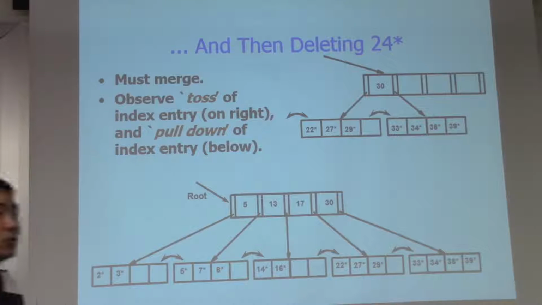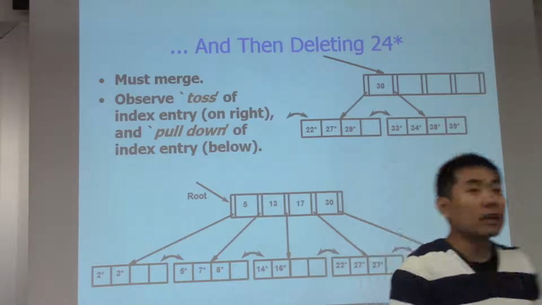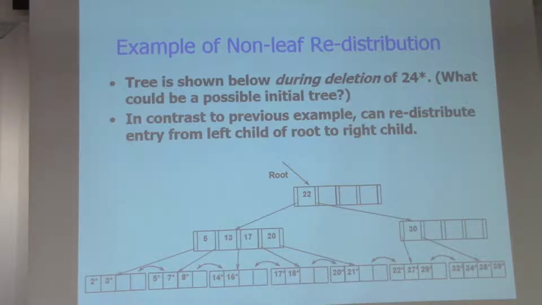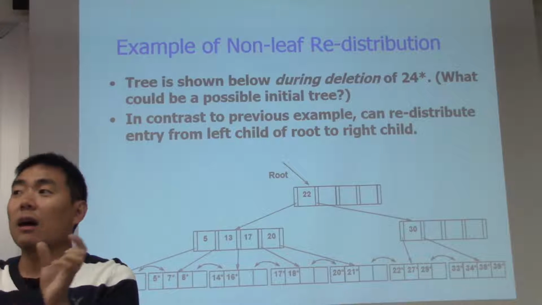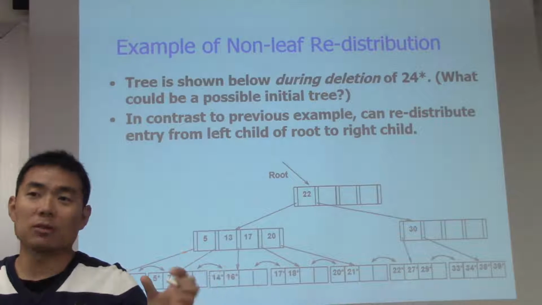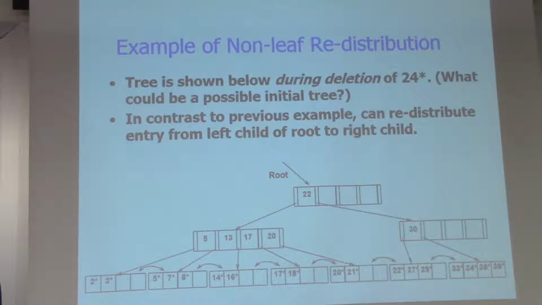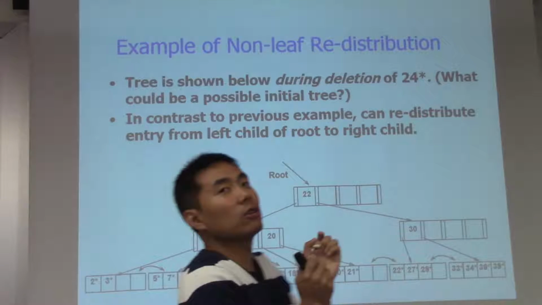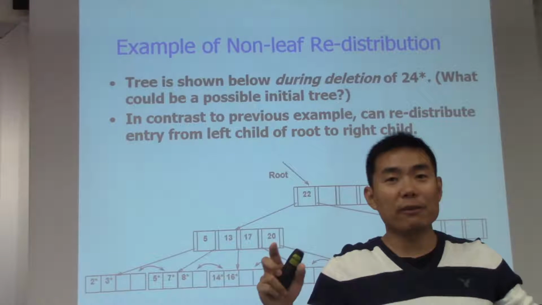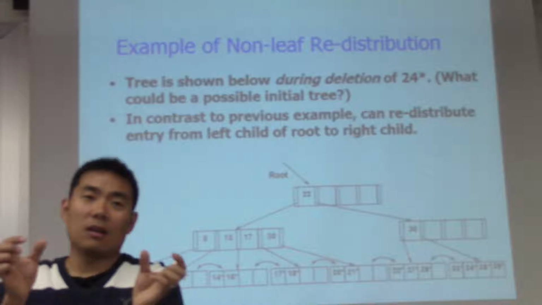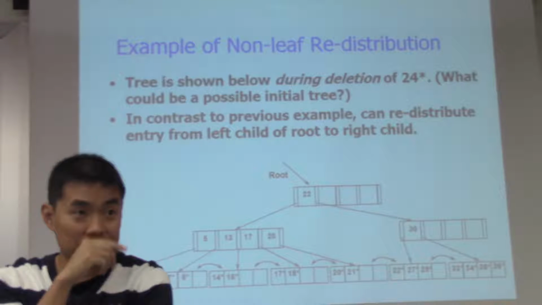Okay. So let me demonstrate yet another case where a deletion will result in a non-leaf level redistribution. Because in this current example, what we see is a non-leaf merging example. But we haven't seen a non-leaf, in other words, index level redistribution. An index level redistribution is also trickier than leaf level redistribution. The reason, once again, is the way you do insertion and split.